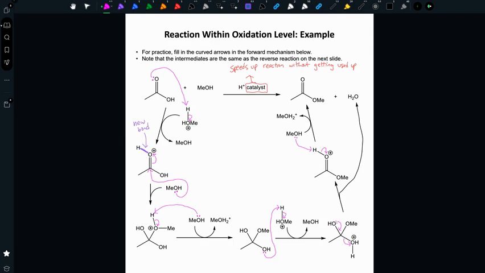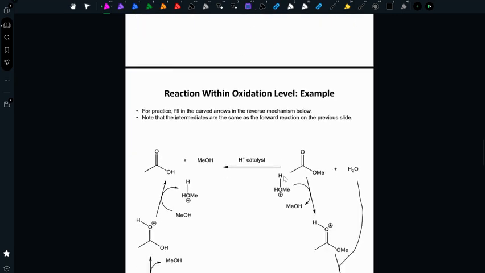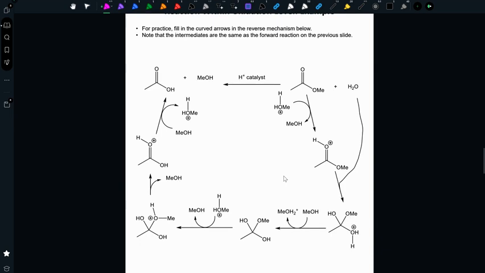On the next slide, what you're going to see is the reverse reaction. And I took all the same intermediates, and I've already drawn them out. I just reversed the arrows to show the direction of the reaction. And what I'd like you to do is pause the video and try and draw the curved arrows for each step in the reverse mechanism. Again, this is good practice with your curved arrow skills. So pause the video, come back once you've drawn these, and I'll walk through them.